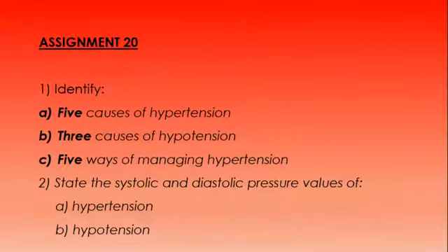For our assignment, we have: five causes of hypertension, three causes of hypotension, five ways of managing hypertension, and state the systolic and diastolic pressure values of hypertension and hypotension. I wish you the best.